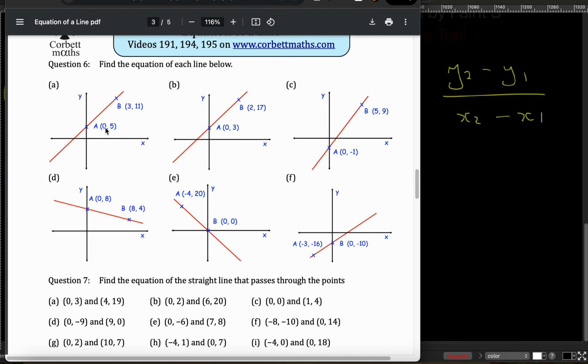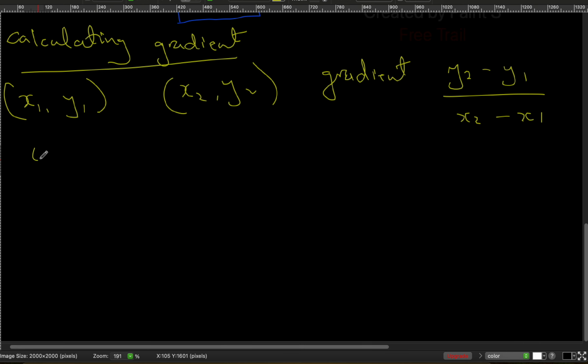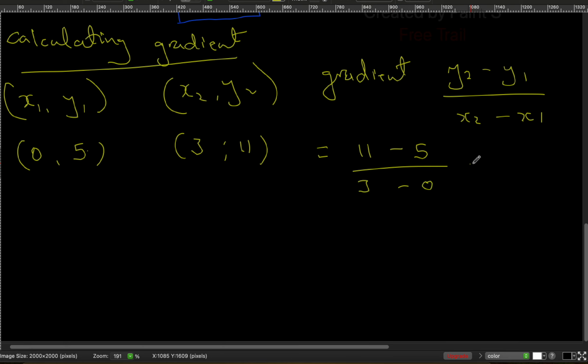We have A is (0, 5) and (3, 11). So 0 and 5, then we have 3 and 11, like this. To find the gradient here, I'll just say y2, which is 11, minus y1, which is 5, all divided by x2, which is 3, minus x1, which is 0. So at the very end of the day, I get 11 minus 5, that's going to be a 6, divided by 3 minus 0, that's a 3. So my answer is 2. So 2 becomes my gradient.